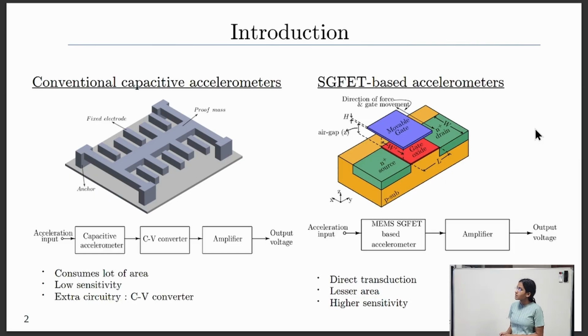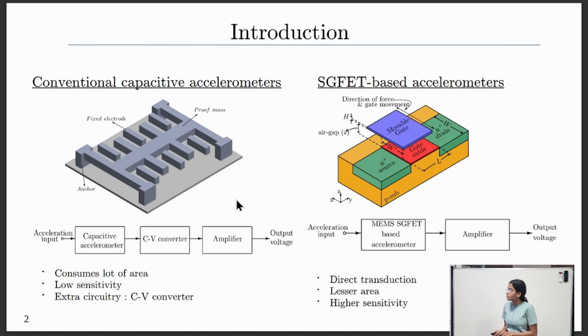Conventional capacitive accelerometers consist of a proof mass which is free to move and a fixed electrode. The proof mass is anchored to the substrate and it is free to move. When an external acceleration is applied on the proof mass and it moves, the distance between the electrodes will change, which will result in a change in effective capacitance. This can be used to measure the applied acceleration.